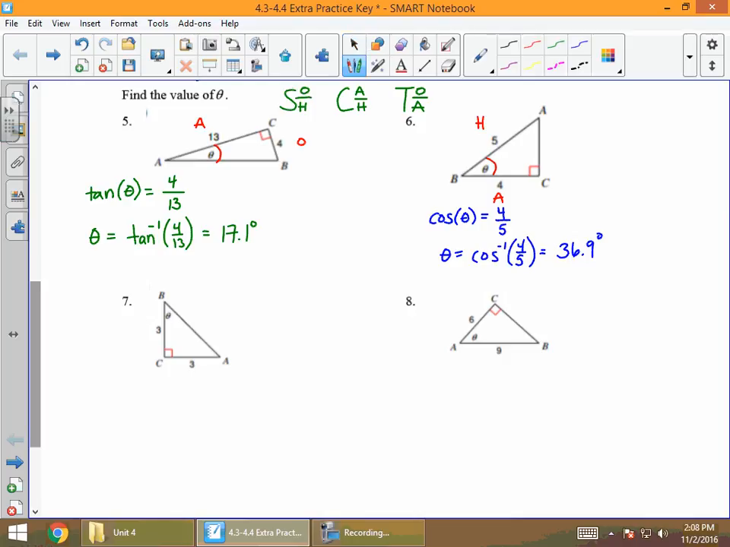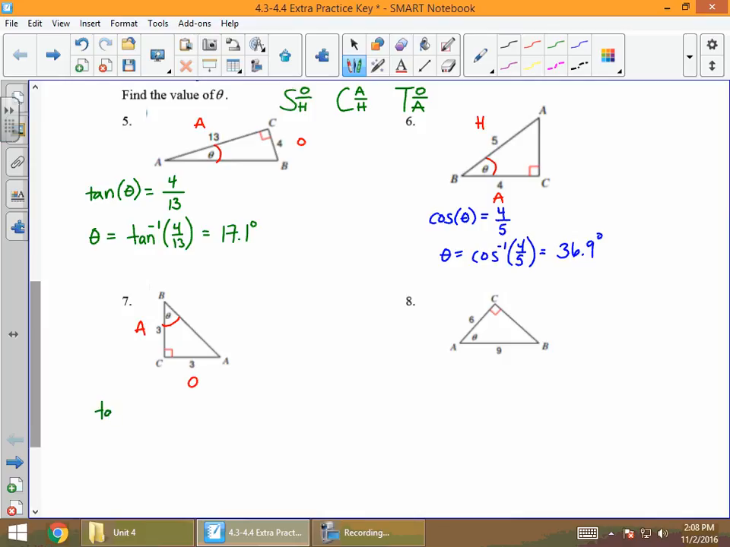Number 7. As I take a look at number 7, we have my angle. So opposite, adjacent, hypotenuse. Find the one that is useless. I don't use the h at all. I'll get rid of that one. O and A means it's tangent.